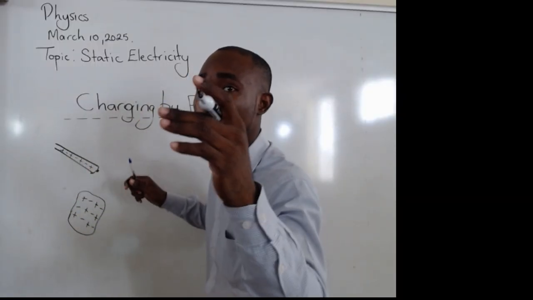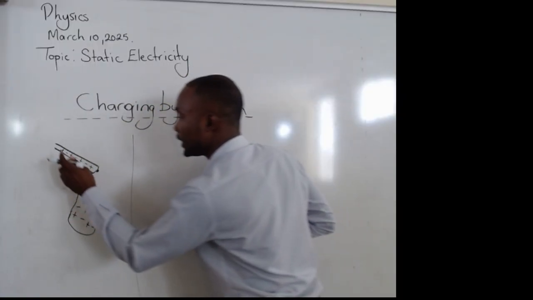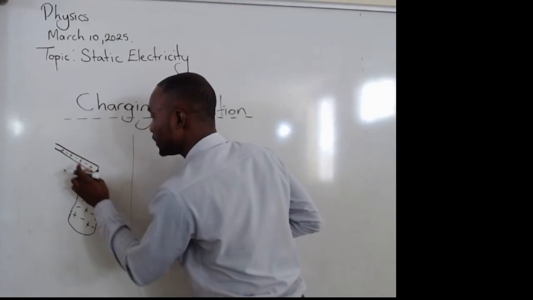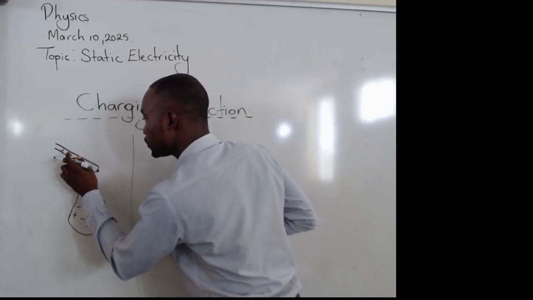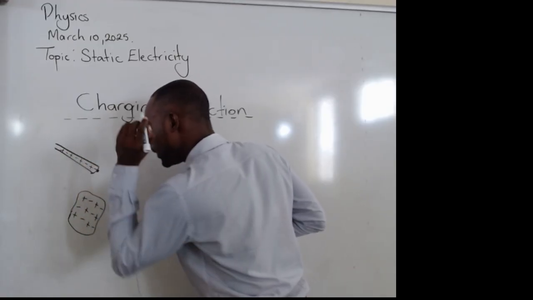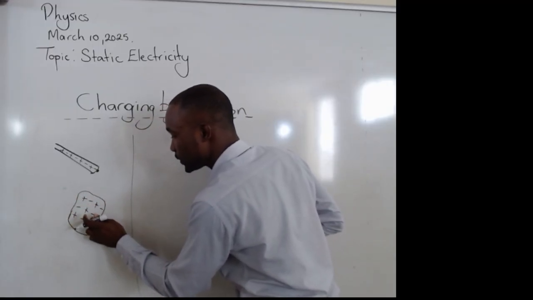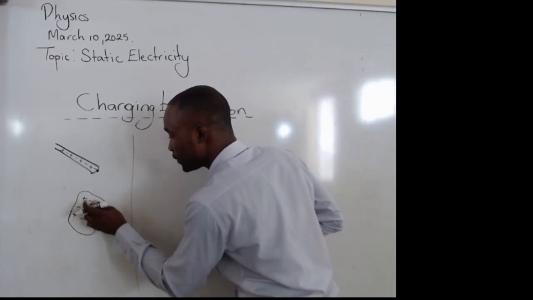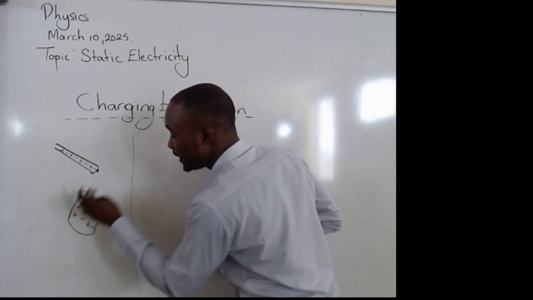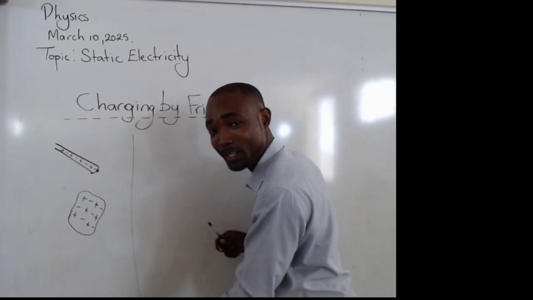Let me just see if they're equal at first. So before, I have 1, 2, 3, 4 protons. 1, 2, 3, 4 electrons. 1, 2, 3, 4, 5, 6 protons. 1, 2, 3, 4, 5, 6 electrons. So they are neutral now.